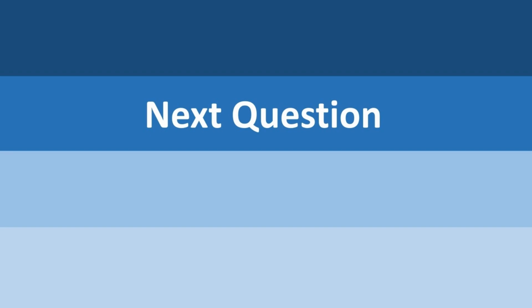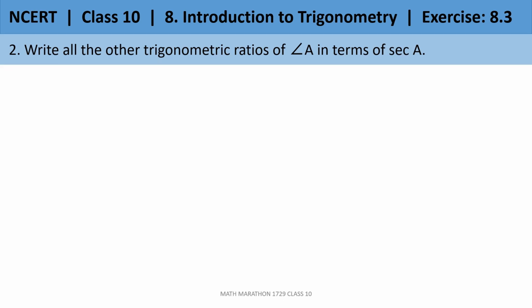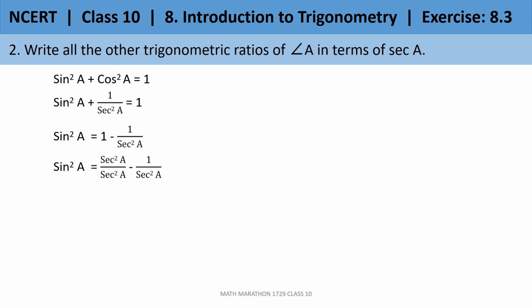Let us see next question. Write all the other trigonometric ratios of angle A in terms of secant A. We know the formula sin square A plus cos square A is equal to 1. Sin square A plus 1 by secant square A is equal to 1. Let us subtract 1 by secant square A on both sides of the equation. Sin square A is equal to 1 minus 1 by secant square A. Sin square A is equal to secant square A by secant square A minus 1 by secant square A.